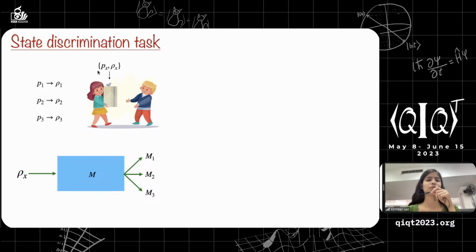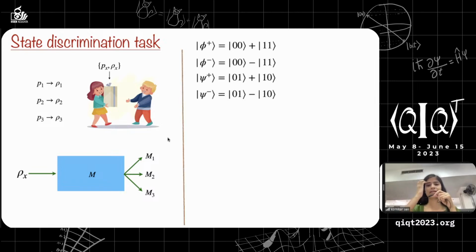That person knows about the probabilities and the corresponding states. So the person knows this P_x and rho_x, but doesn't know what exact state he or she has received. But he or she wants to know, so they can measure the state, and depending on the outcome, they can guess about the state.